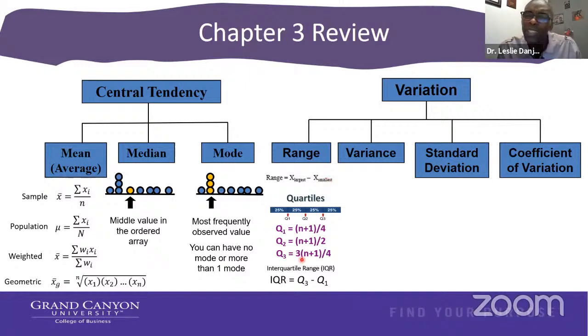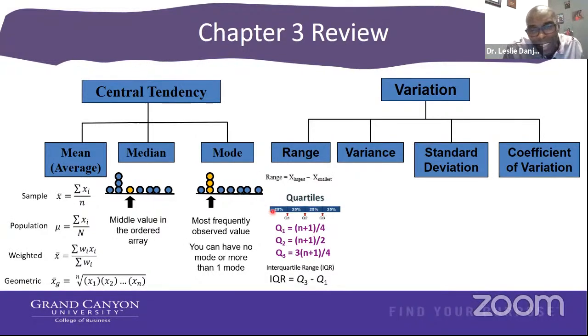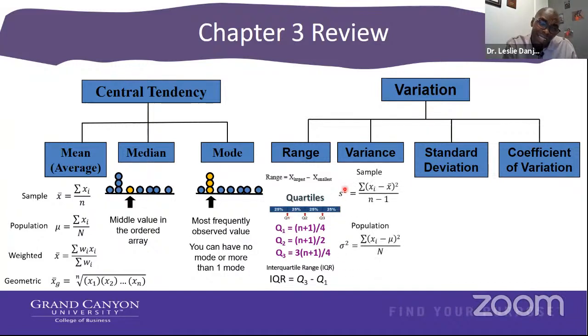How do you find your quartile 1? All right. It's Q1, here's your formula, Q2, and so on and so forth. How do you find your interquartile range? It is from Q3 to Q1. We always do the largest minus the smallest, all right? That's your interquartile range.